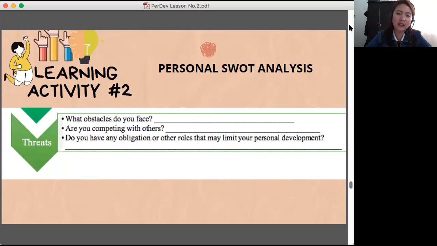What obstacles do you face? Are you competing with others? Do you have any obligations or other roles that limit your personal development? Like you want to study, but you need to take good care of your siblings because you don't have any guardians or parents kasi nasa abroad sila. So instead of studying and discover more about yourself, may tendency na you take good care of your siblings na lang.